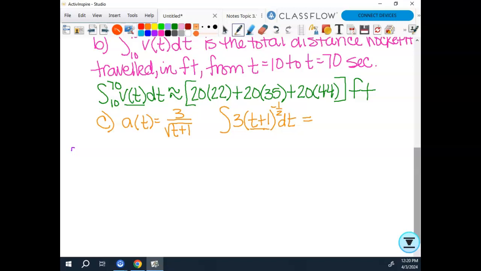So I add 1 to the exponent, right? So I'm going to have 3 times, and when I add 1 to the exponent, what do I get? 1/2. And then I divide by 1/2, which is the same as multiplying by what? 2, right? And then I can't forget a plus c, because I'm not going from like A to B here or anything. So dividing by 1/2, same as multiplying by 2, I get 6 times the square root of t plus 1 plus c, right? And this is v of t.